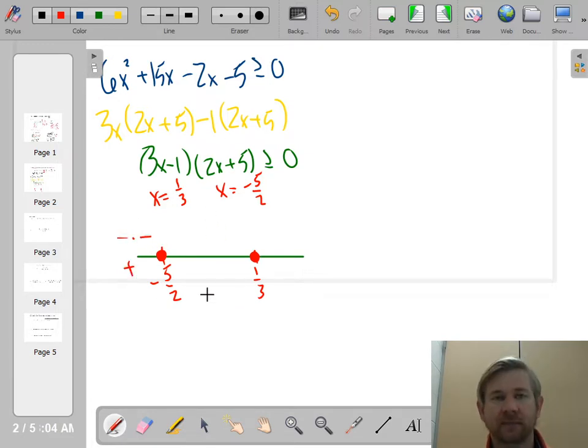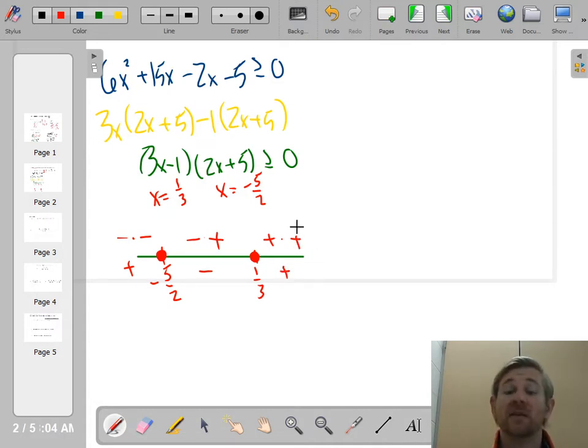positive. If you pick a number between these two, like 0, the first factor will be negative, the second factor will be positive. A negative times a positive is a negative. Pick a big number, like 10. 3 times 10 is positive, minus 1 is still positive. 2 times 10 is positive, plus 5 is still positive. Their product is positive.